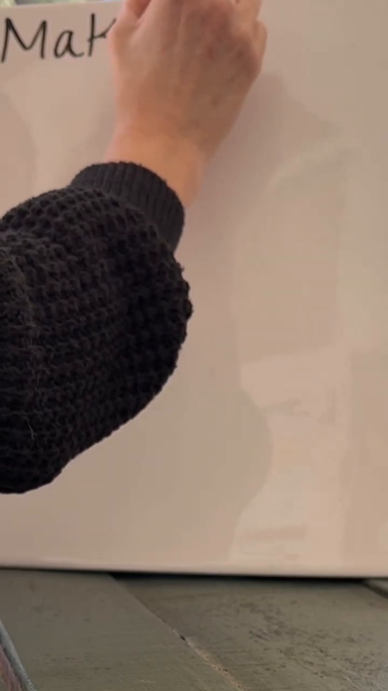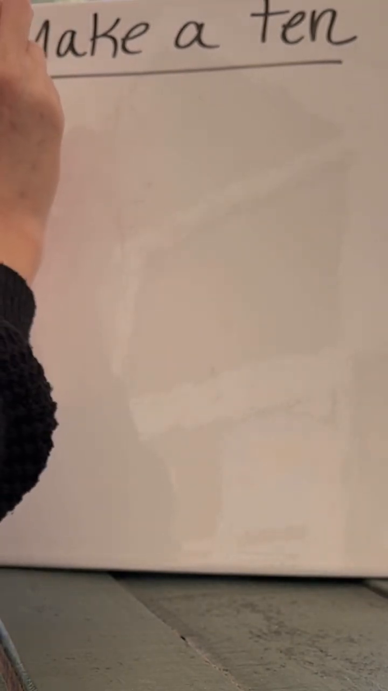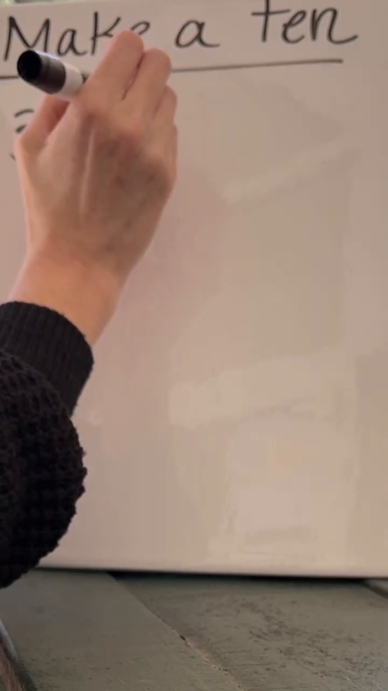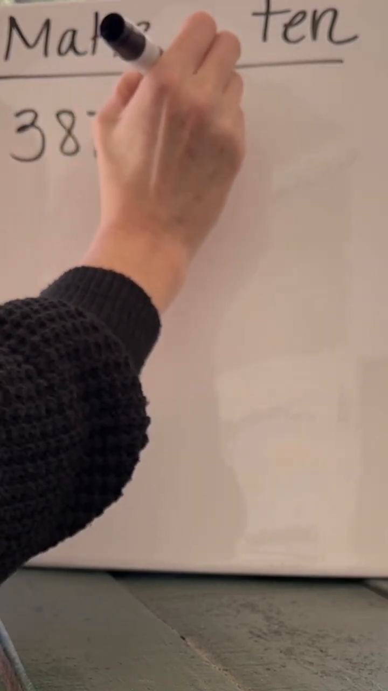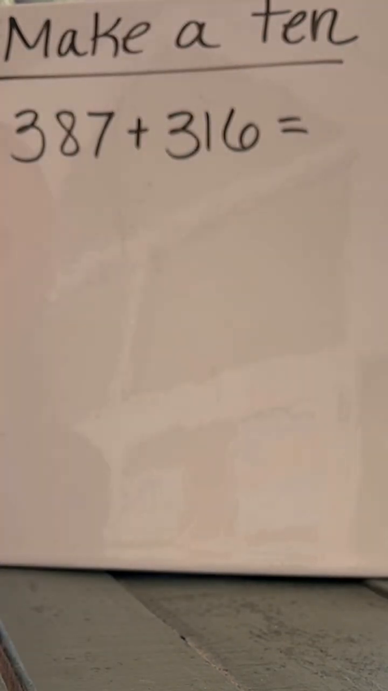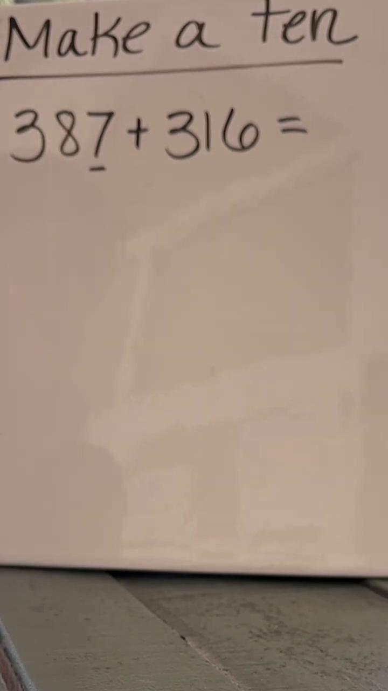And this is similar to what we did yesterday with the number lines. We're just not using number lines today. So the make a 10, let's say we have 387 plus 316, and we want to make a 10. So basically what that means is, again, we want to make this number end with a 0. We want to make it a tens number.